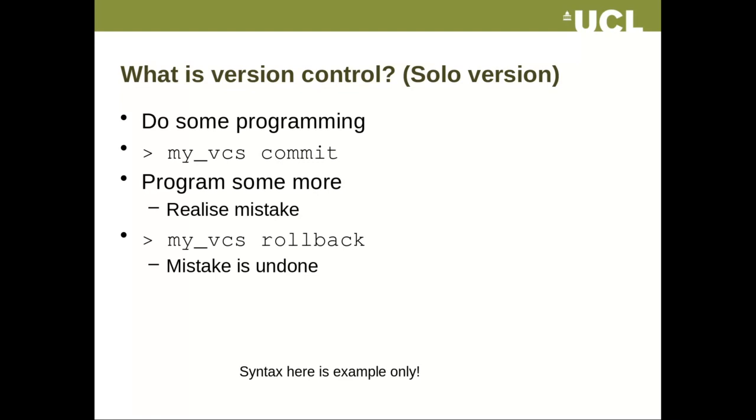So the idea, quite simply, in the solo version, and this may be how you end up using Git yourself, is that you do some programming and then you run your version control system and you commit those changes. You do some more programming, maybe you commit again and you carry on programming. At some stage you realize you've made some mistake, and at that stage you can roll back to an earlier version to undo the mistake. This means that you don't have to worry about keeping lots of old versions of programs, a version 1, a version 2, version 3. Everything is managed centrally within this version control system for you.